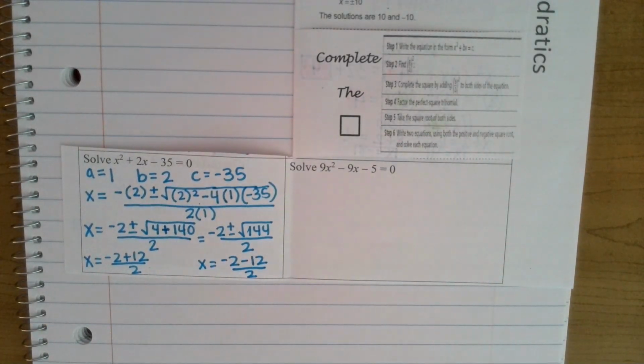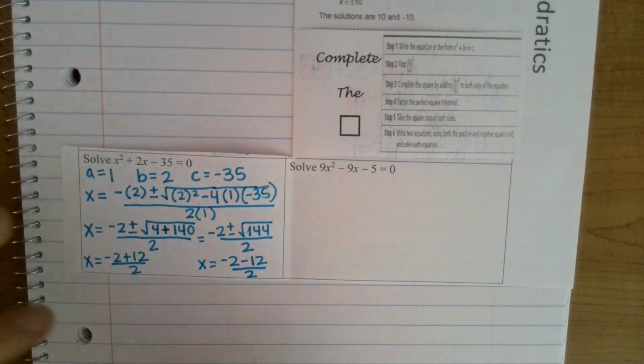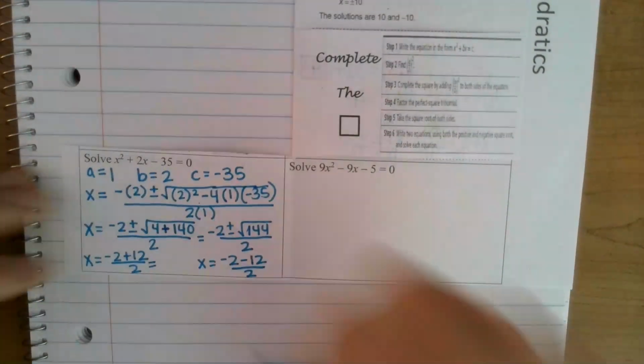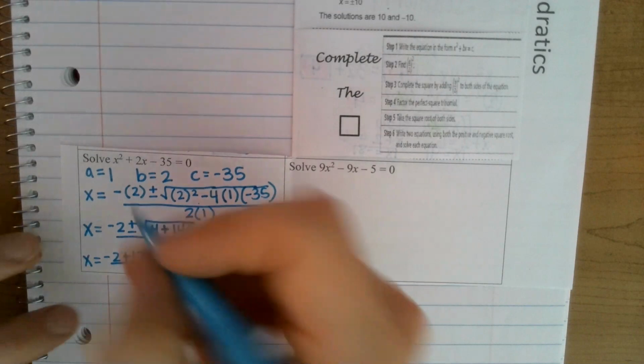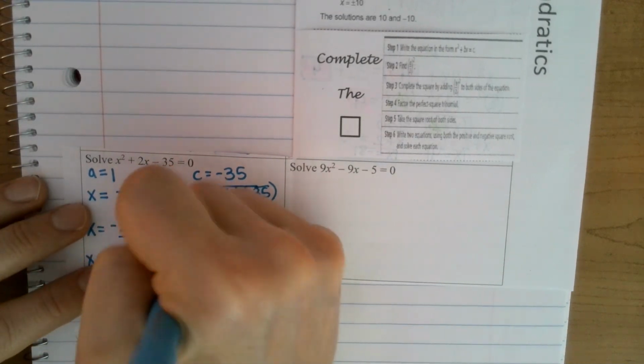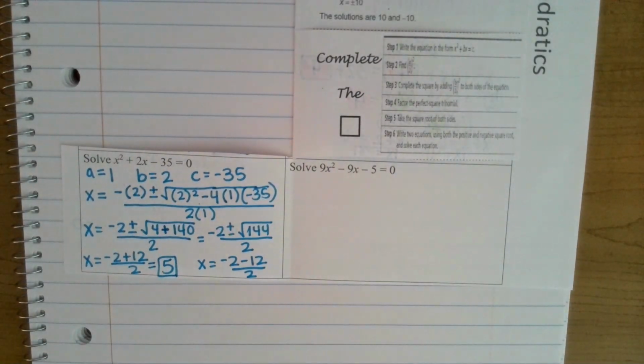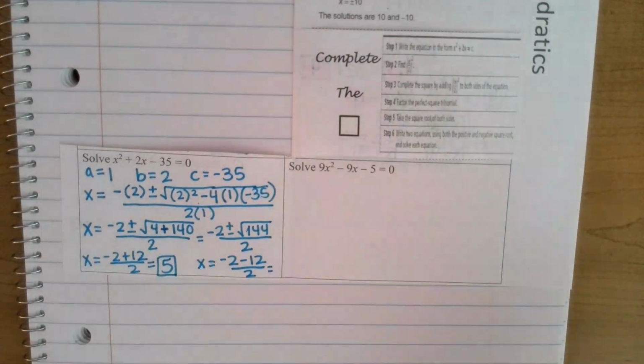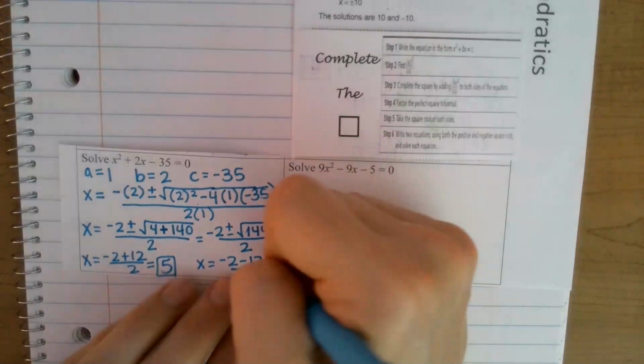So one's going to have the plus, one's going to have the minus. Then simplify it. First do the numerator, add them together, and then divide. What's negative 2 plus 12? 10, and 10 divided by 2? 5. So one of our x-intercepts is 5. And then negative 2 minus 12: negative 14 divided by 2. Negative 7.